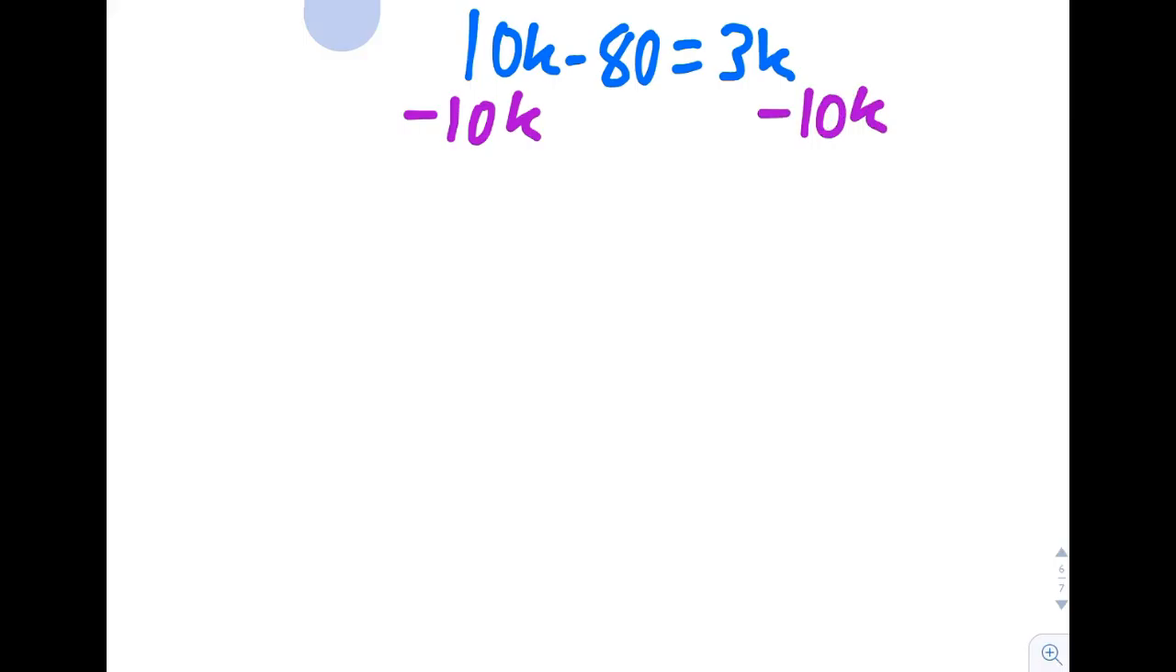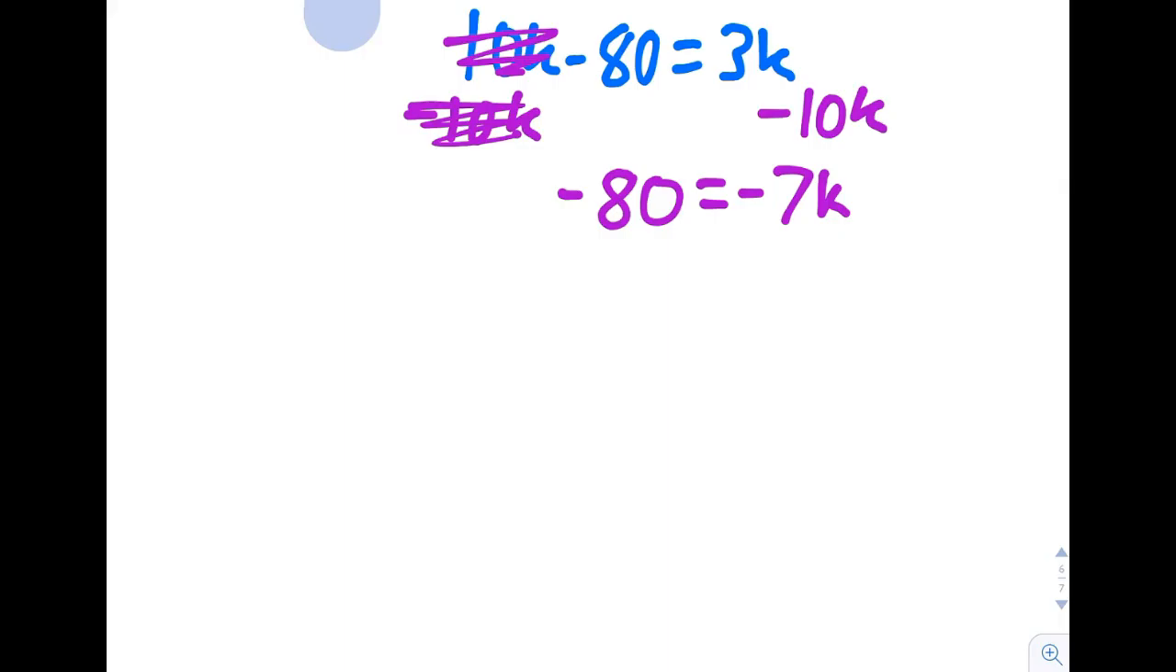And if we did that, this positive 10k and this negative 10k would add to 0. We would be left with negative 80 on the left. On the right, we would have 3 minus 10. Since they're both k's, like terms, we would just take 3 minus 10 as negative 7, times k.